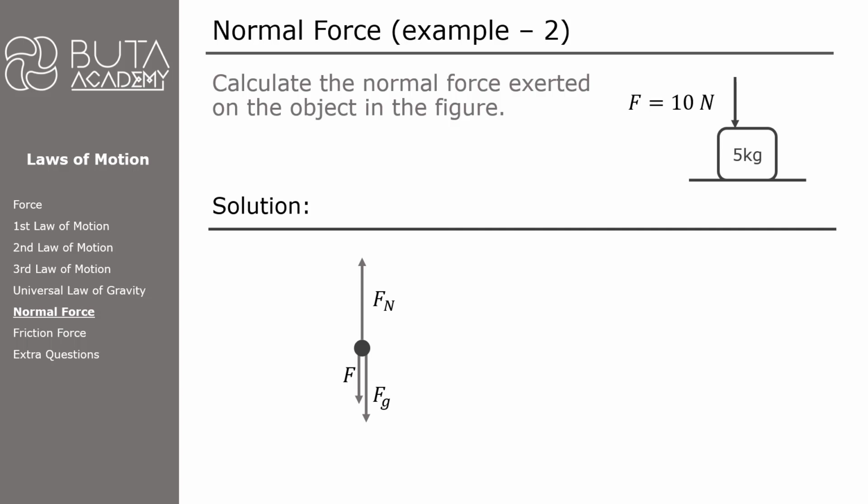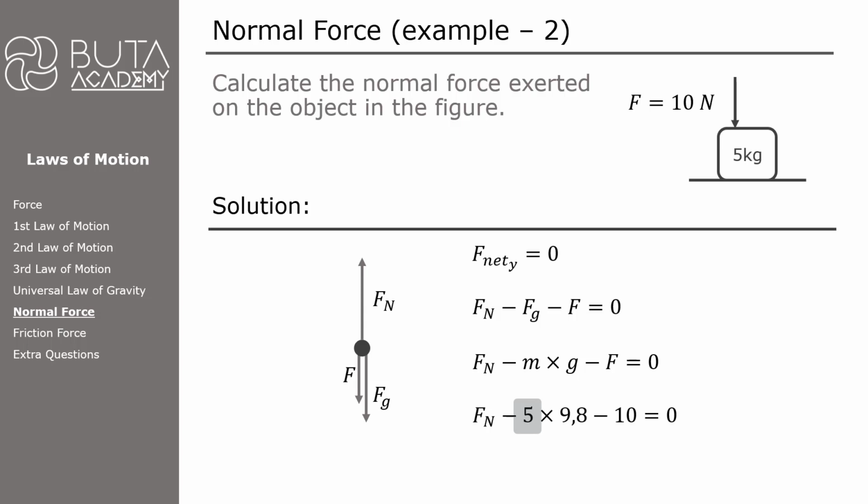Again, while calculating the normal force, we only consider the forces which are parallel to it. If we choose upward as a positive direction, the normal force will have a positive value, the force of gravity and the applied force will get a negative one. Force of gravity can be calculated by multiplying the mass of the object and the gravitational acceleration. Mass is 5 kilograms, gravitational acceleration is 9.8 meters per second square, and the applied force is 10 newtons. The normal force for this question is going to be equal to 59 newtons.